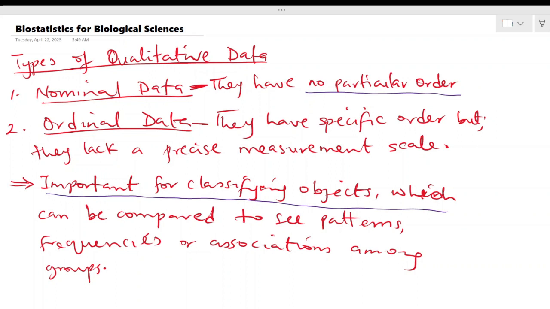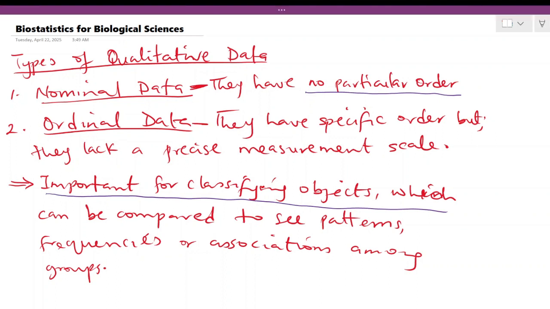That's the example of qualitative data in biology. We'll be moving next now to quantitative data, which is the next broad category of data in biology. Quantitative data.